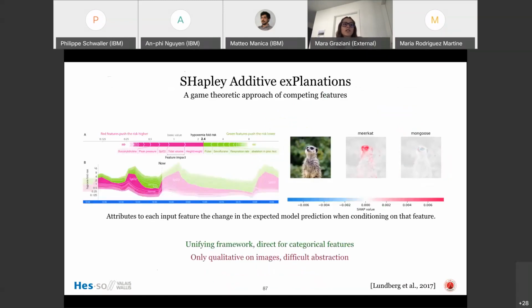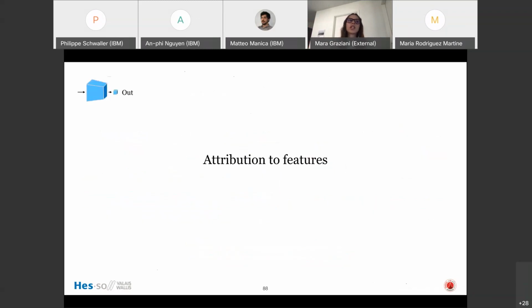As another technique, SHAP values were proposed as a unifying additive framework for 4 or 6 different interpretability techniques, including LIME, so the last one that we just saw. So the idea is that each feature contribution can be estimated by looking at the change in the expected model prediction when we condition on that feature, which is great for categorical features, but gives quite limited abstraction in images, because the results remind a bit of saliency maps. So they just highlight a few pixels, but it's not really clear why. Which leads me to the second bunch of techniques, that is, attribution techniques.